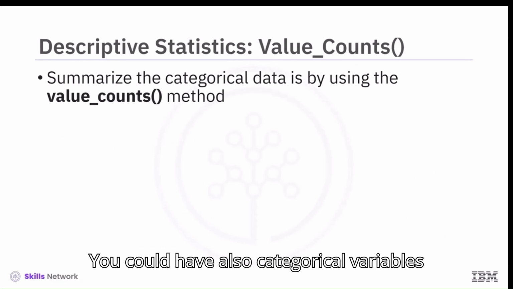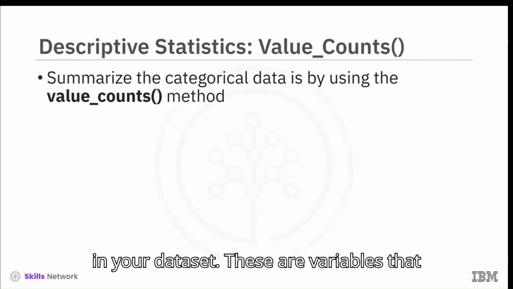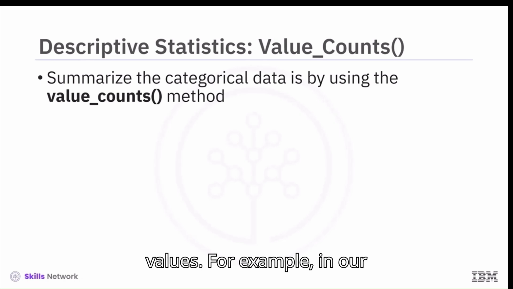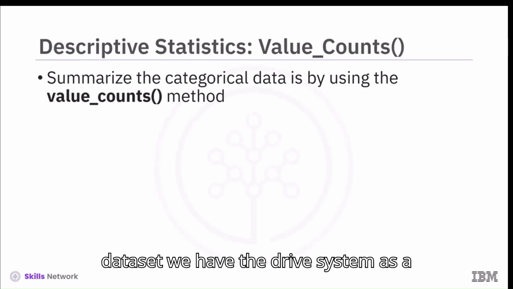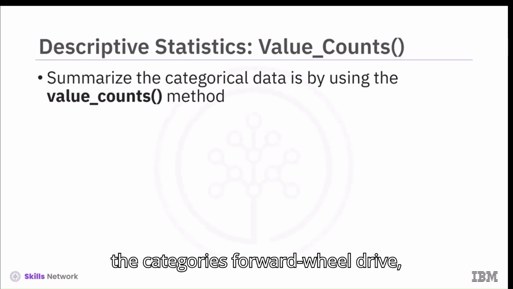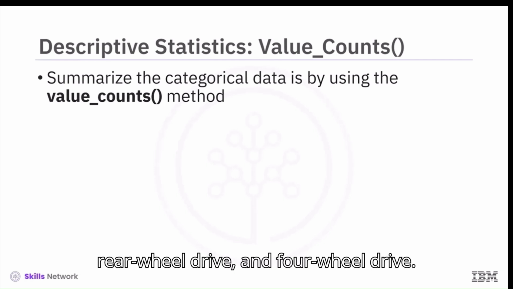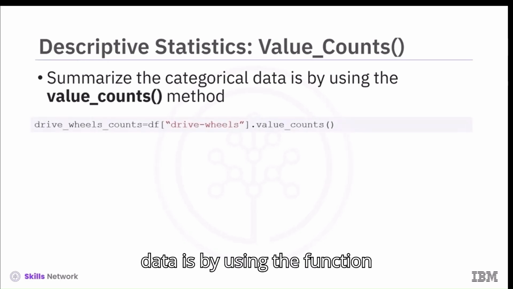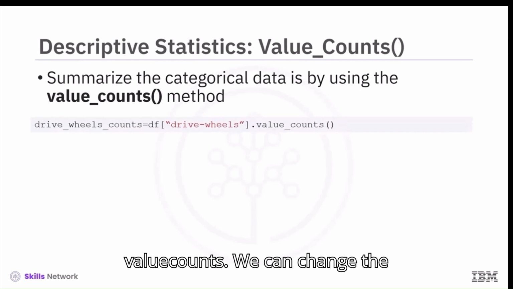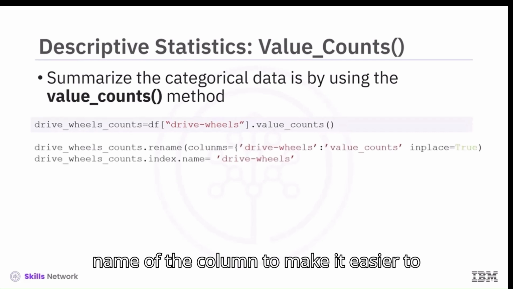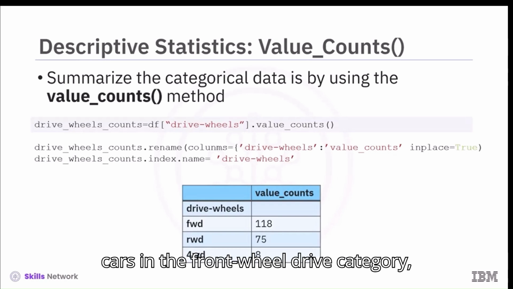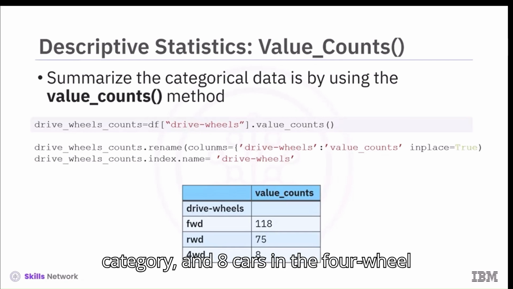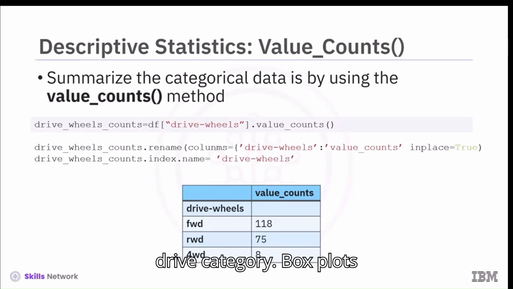You could have also categorical variables in your dataset. These are variables that can be divided up into different categories or groups and have discrete values. For example, in our dataset, we have the drive system as a categorical variable, which consists of the categories forward wheel drive, rear wheel drive, and four-wheel drive. One way you can summarize the categorical data is by using the function value_counts. We can change the name of the column to make it easier to read. We see that we have 118 cars in the front-wheel drive category, 75 cars in the rear-wheel drive category, and 8 cars in the four-wheel drive category.